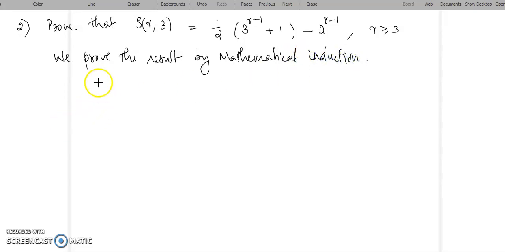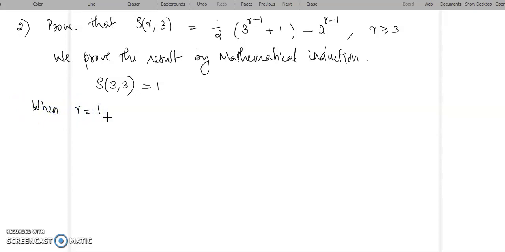Now we have S of 3, 3. So S of 3, 3 will be equal to 1. So the number of ways of distributing 3 objects to 3 boxes can be done only in a single way. So when r is equal to 3, let us verify the result.